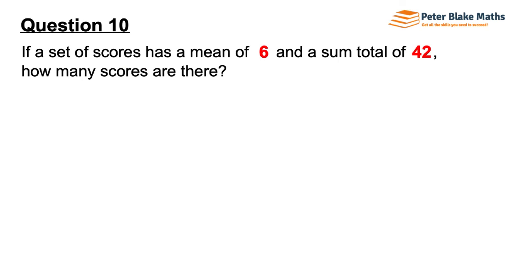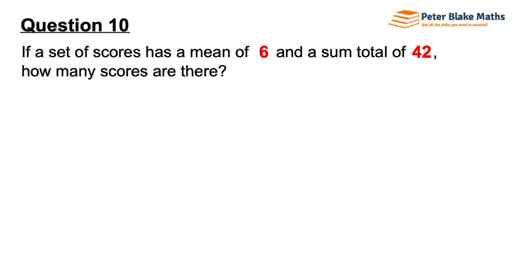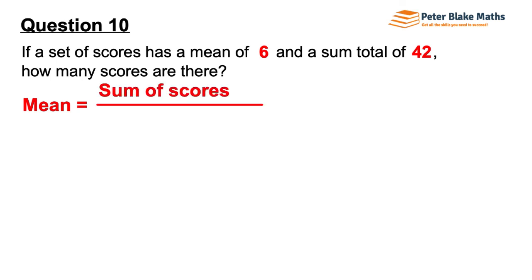Question 10. If a set of scores has a mean of 6 and a sum total of 42, how many scores are there? Our usual formula for finding the mean of a set of scores is to take the sum of the scores and divide by the number of scores. In this question though, we're asked to find the number of scores.